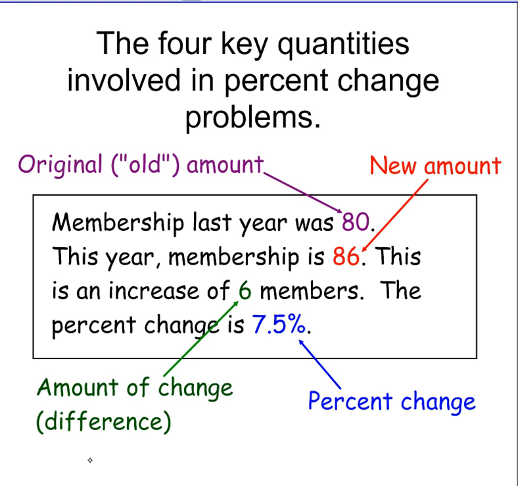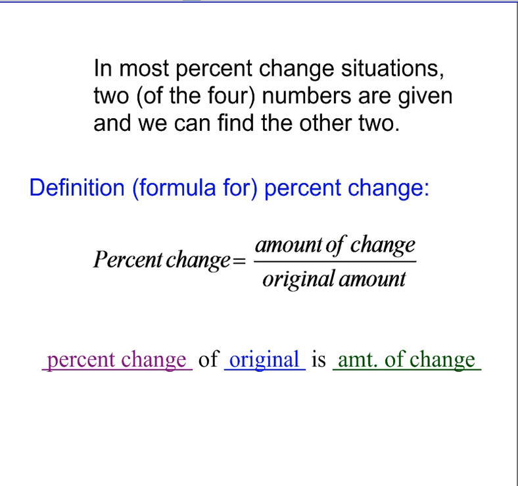You might be wondering, how did I find the 7.5% as the percent change? Let's take a look. You'll notice that in our word problems that we had on the first slide, it's typical that 2 of the 4 numbers are given, and then we can find the other 2. Our definition, or formula for percent change, is percent change is equal to amount of change divided by the original amount. Another way of stating this is that we have the percent change of the original amount is equal to the amount of change.